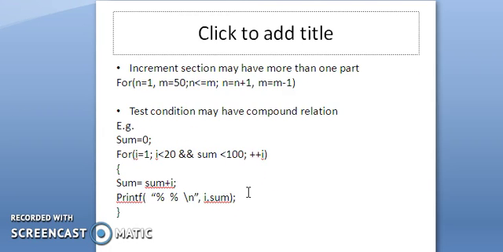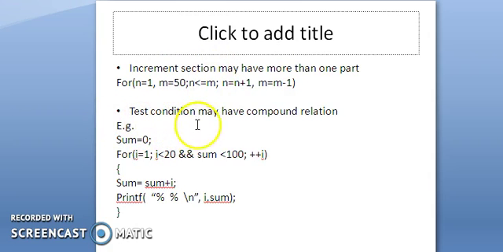Similar to the initialization, one or more statements can be included in the increment section. Like in this example, for (n = 1, m = 50; this is the initialization part. n should be less than or equal to m, this is the test condition, and n is incremented, n = n + 1, and m = m - 1. So these are increments and decrements. So more than two statements can be included in the increment section.